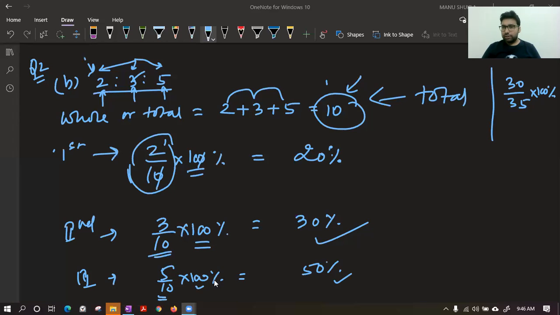Okay. So in the question, we will take 10 as the base value. Yes, beta, 10 is the total value. Like that you do in examination: marks obtained upon maximum marks into 100.